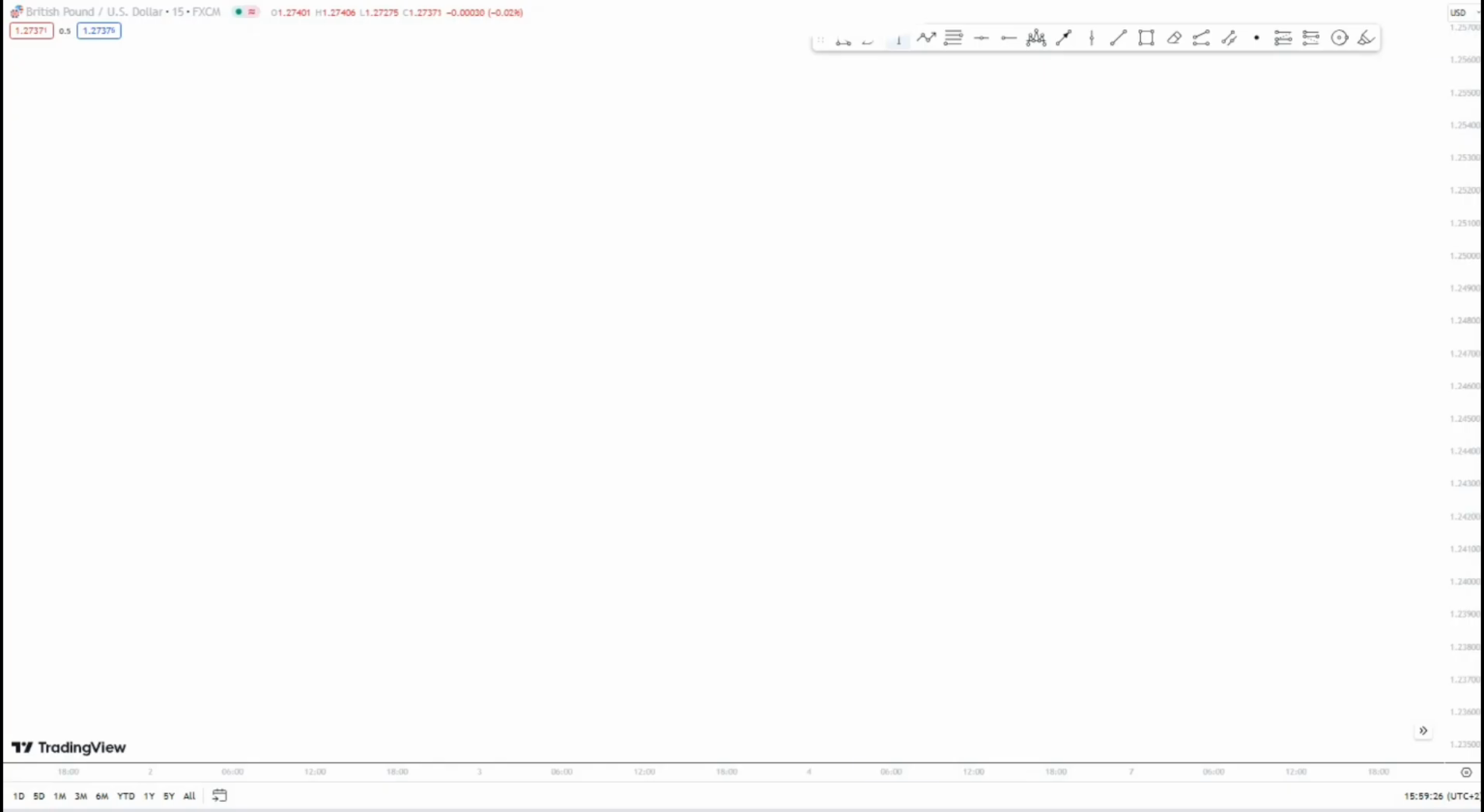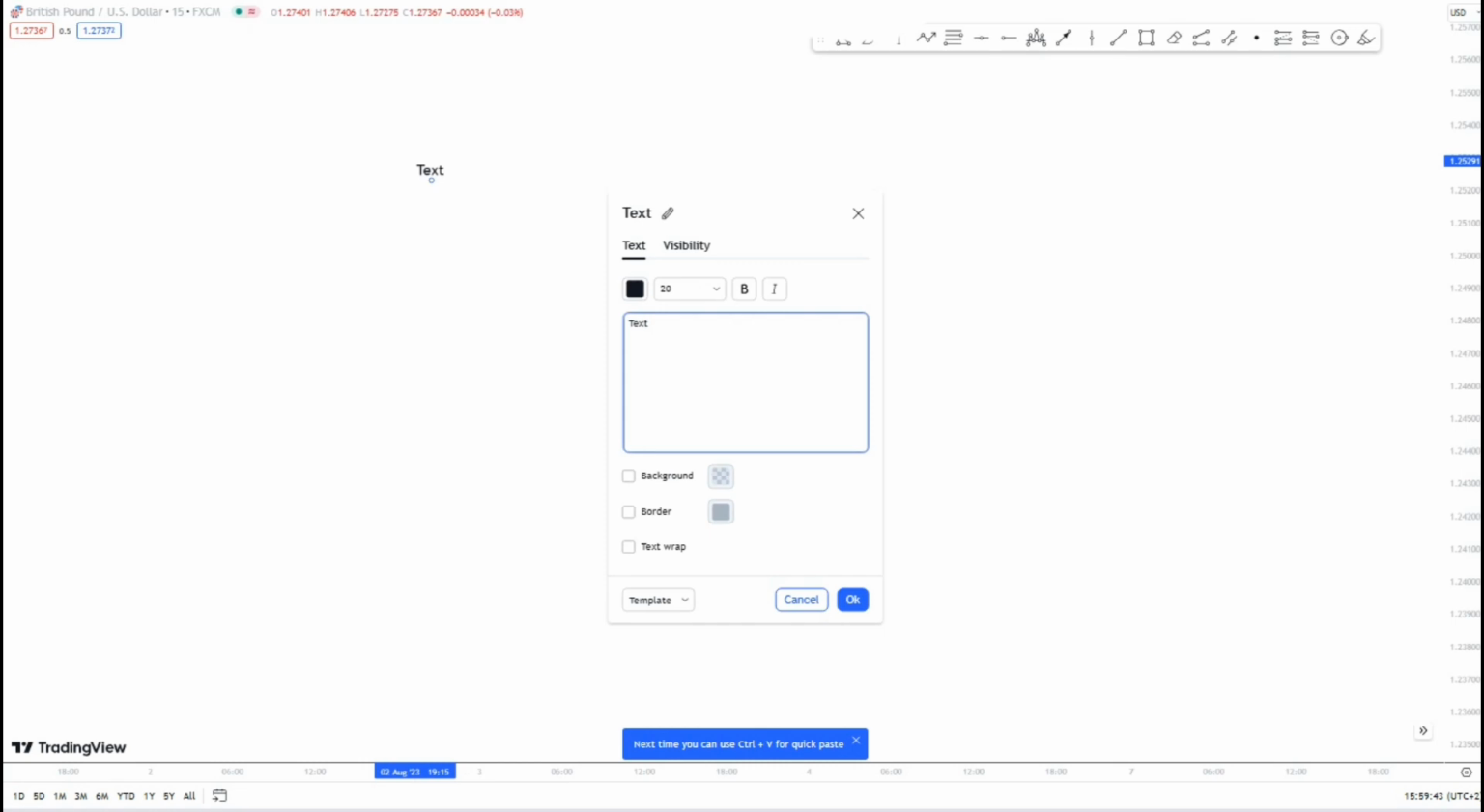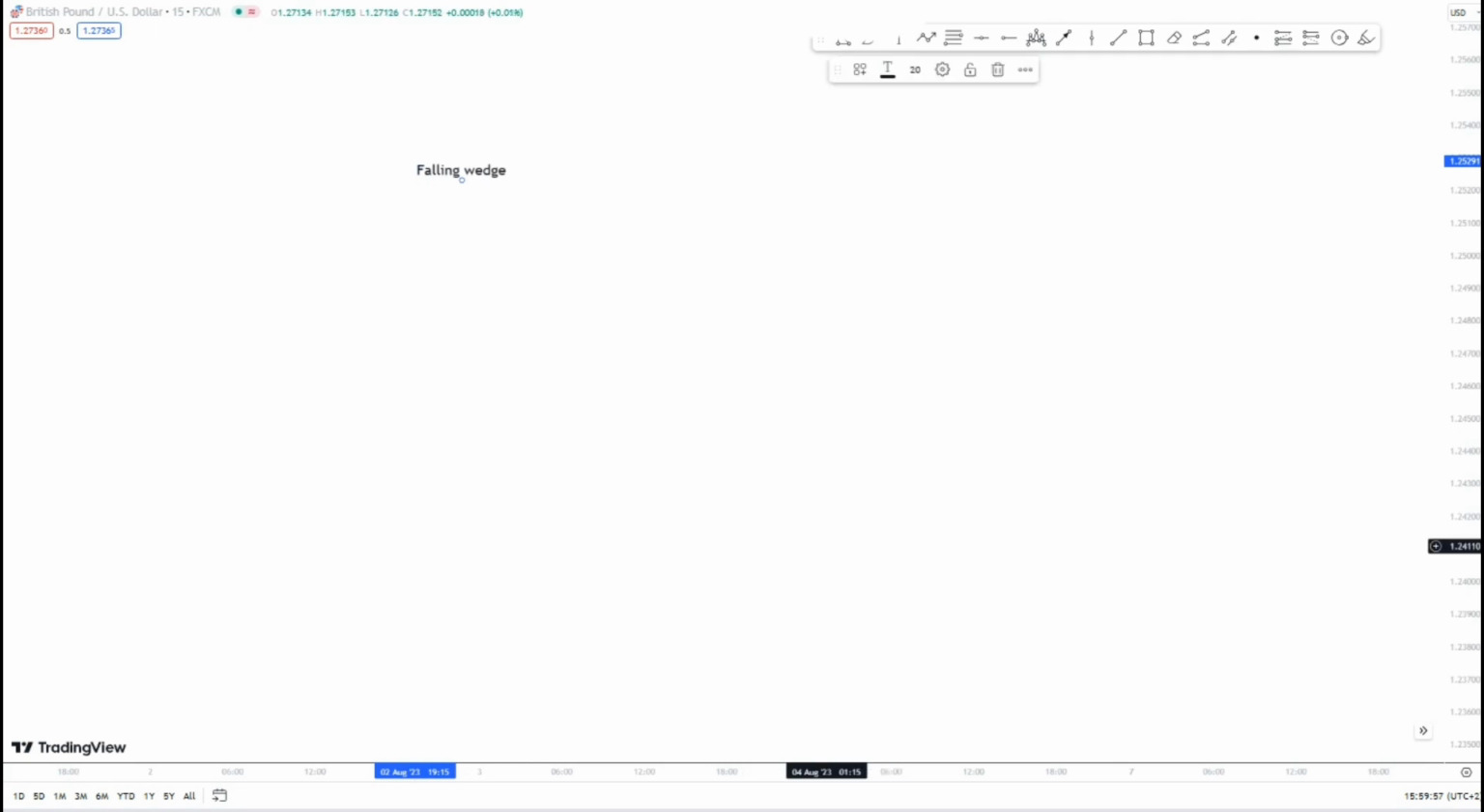The first pattern we're going to be talking about is the falling wedge. So let me just write that down. Now this is a very important pattern, the wedges. There's a falling wedge and then there's a rising wedge. So the falling wedge looks something like this.